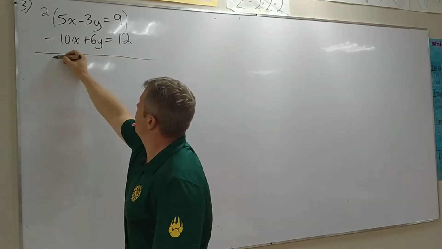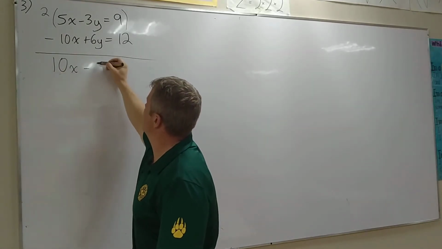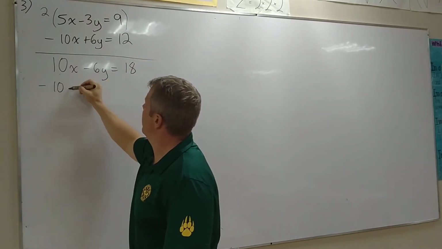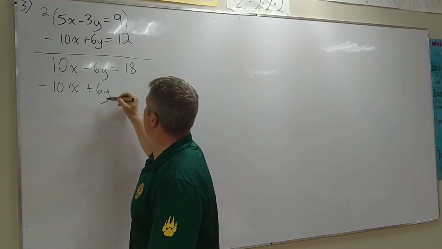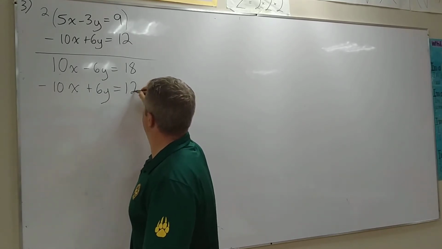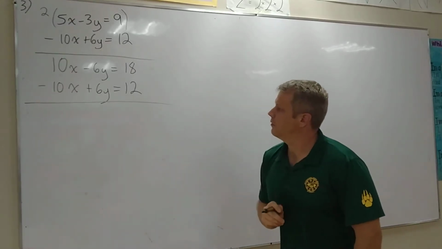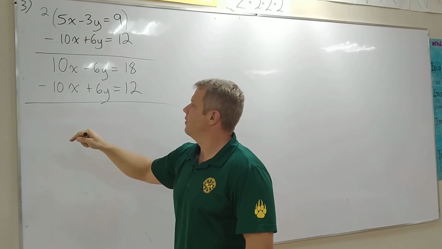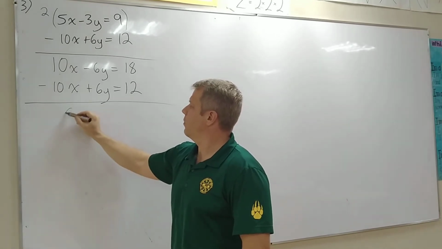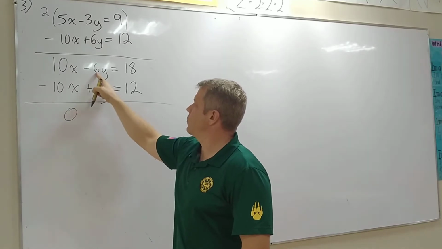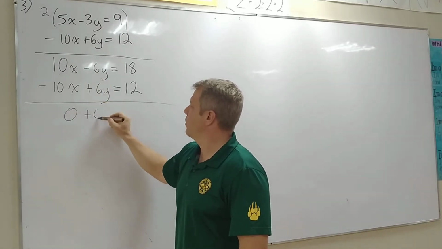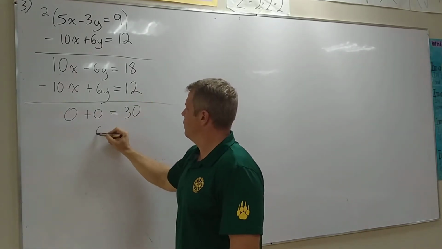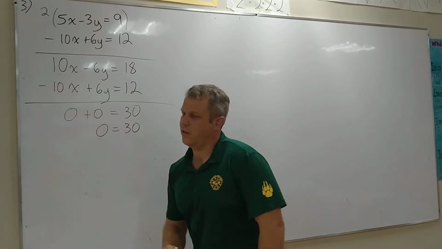So going ahead and writing down the system, we have 10x minus 6y equals 18. And here we're going to have negative 10x plus 6y equals 12. Now when we add these together, negative 10x and 10x, we end up with 0. Negative 6y and 6y, we add them together, we also end up with 0. And when we add up here, we end up with 30. So we end up with something that says 0 is equal to 30.